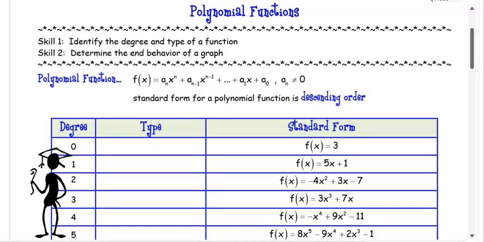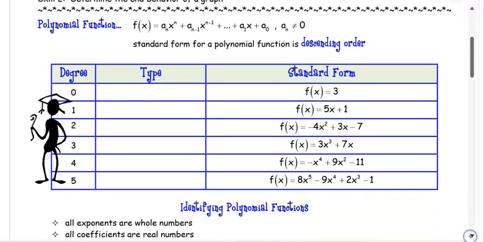So first of all, when we talk about our polynomial function being in standard form, it is always written in descending order, meaning our biggest exponent comes first and then we work our way down to the smallest exponent. Now, when we're talking about our polynomial functions, we can figure out what type they are based on the degree.